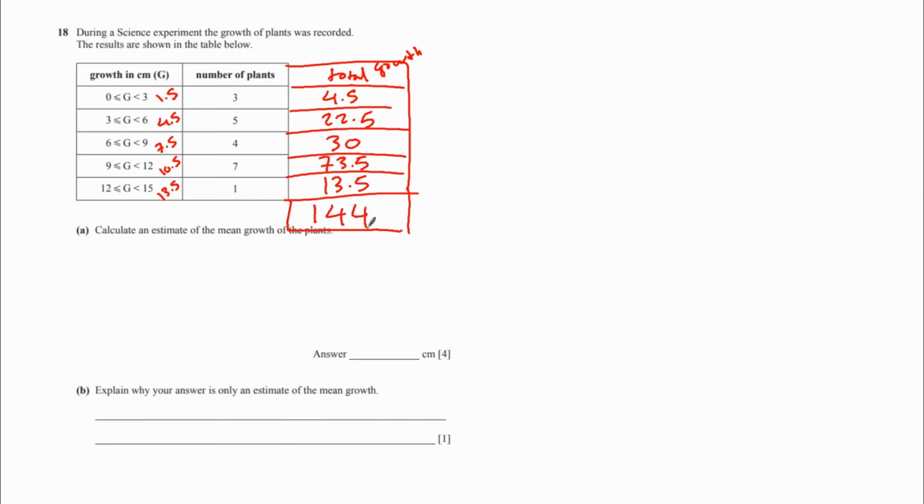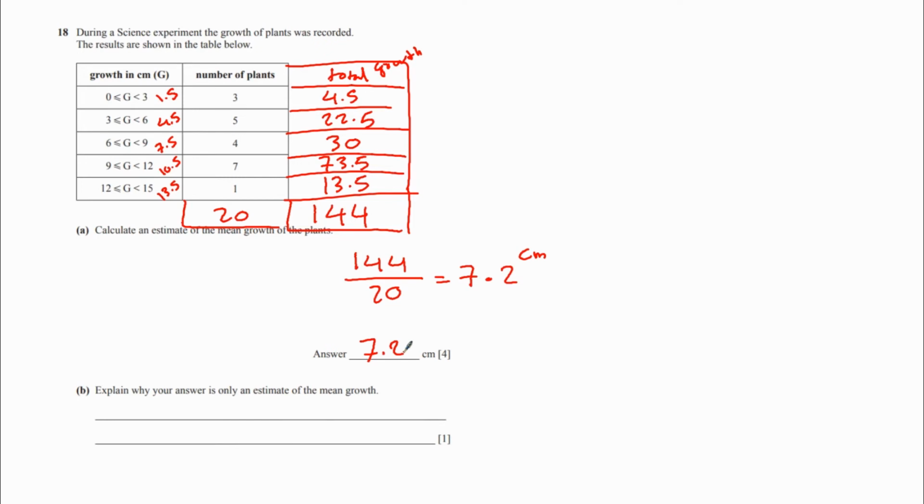Now the total number of plants on this side, adding together this section, 8 plus 4 plus 7 plus 1, is 20. So the mean growth would be 144 divided by 20, that would be 7.2, and that would be in centimeters. So that answer would be 7.2.